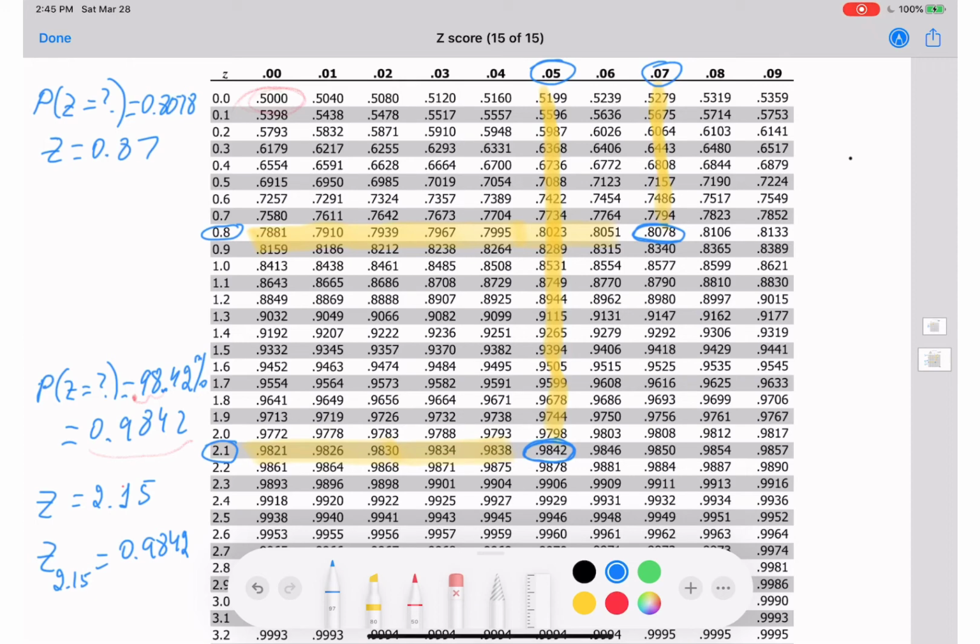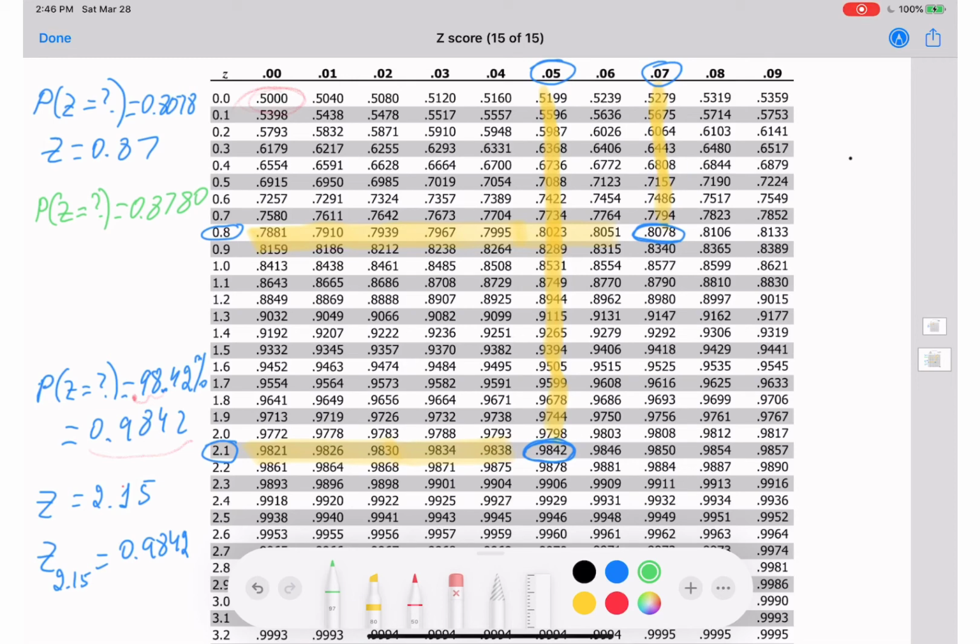Very often the value doesn't match the way it's supposed to be. For example, let's say I want to find, let me change the color, I want to find the z-score for the probability 0.8780. What are we gonna do in this case? How are we gonna deal with this?